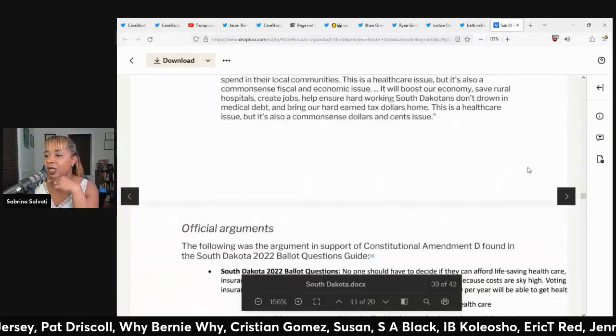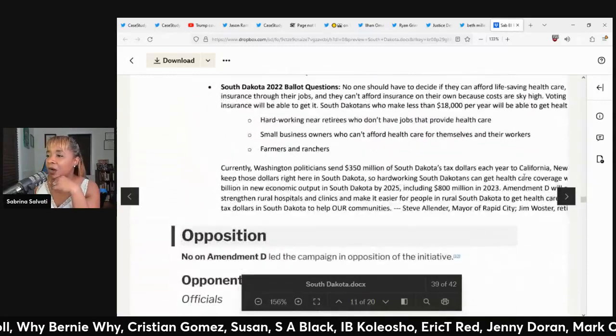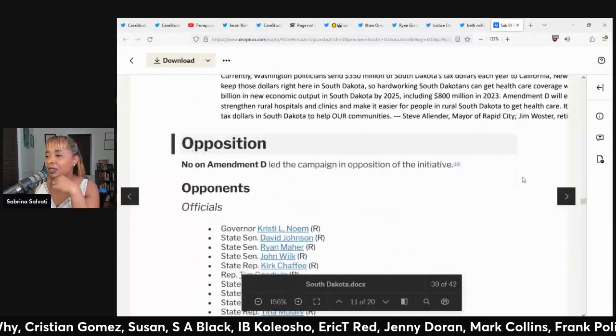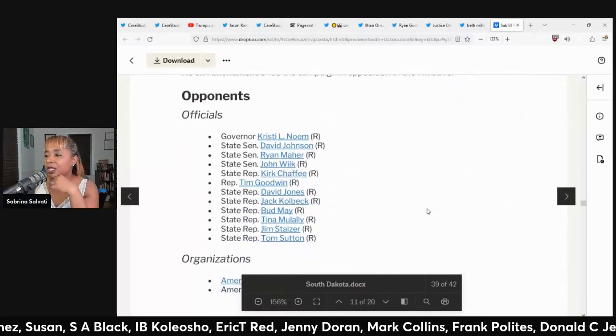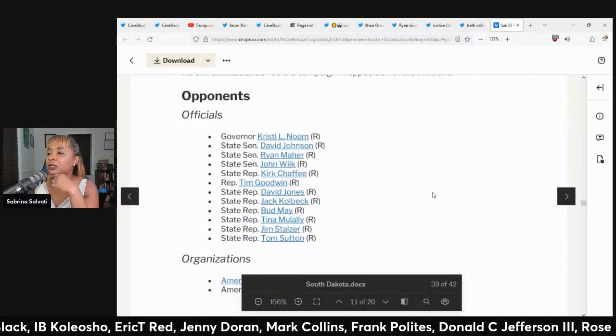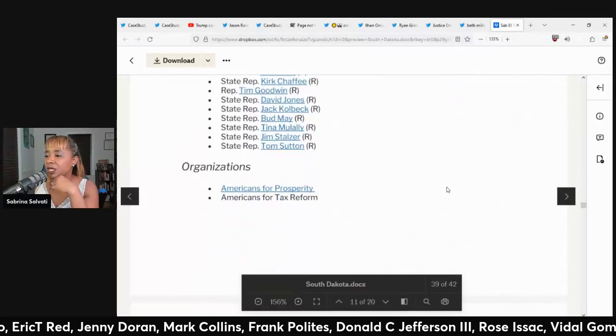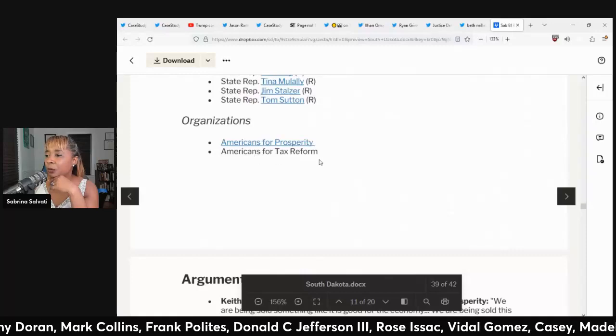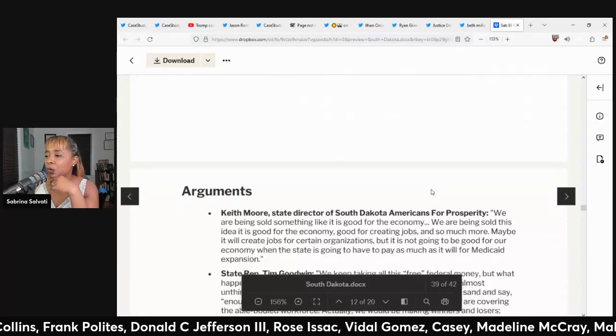South Dakota knows how to party. South Dakota. Who opposed it? All Republicans. Only Republicans opposed it. Americans for Prosperity, Americans for Tax Reform.